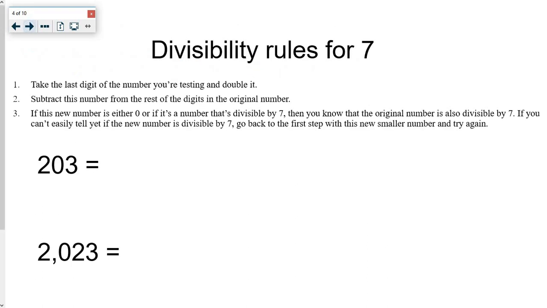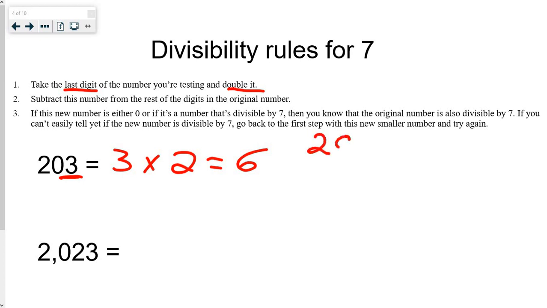Divisibility rules for 7. Take the last digit of the number you're testing and double it. So we're going to take this number down here, 2023. The last digit is 3, and we're going to double it. So that equals 6. Subtract this number from the rest of the digits in the original number. So 202 minus 6, because 202 is what's remaining right here.